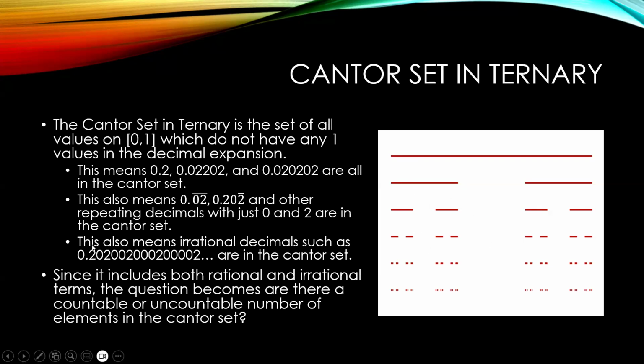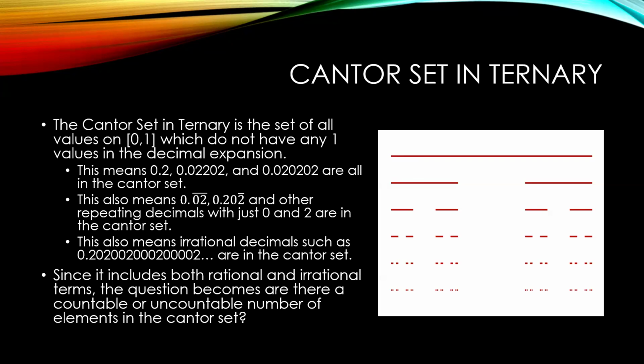But this also means that things like this, and so this would be 20, 200, 2000, 20000, 2, and so on, are also in the Cantor set. Well, the pattern for this last one is actually irrational. What this tells us is that we have rational and irrational values in the Cantor set. And that makes this kind of tricky.